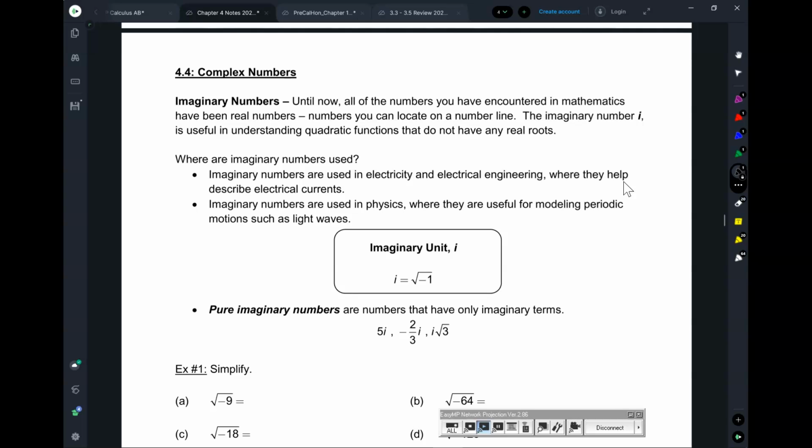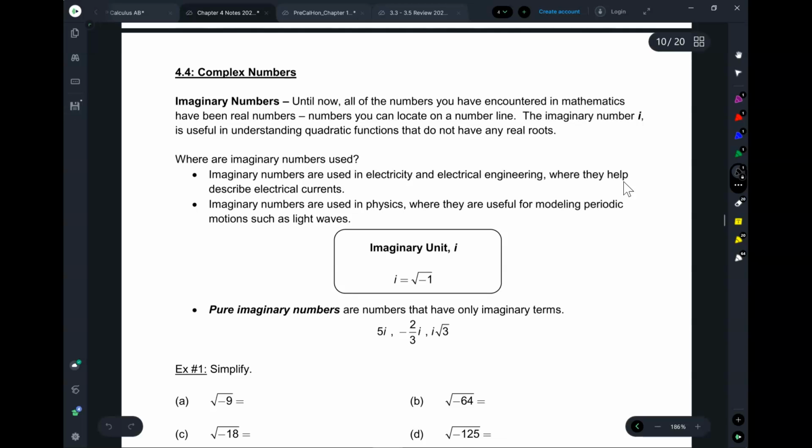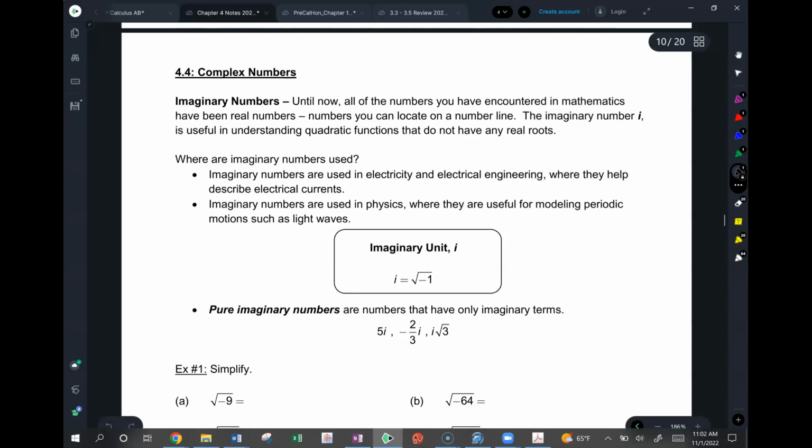The real numbers are basically all of the numbers that, if you drew a number line, you can plot them on a number line. So any real number can be plotted somewhere on a number line, okay? But we also have numbers that become solutions of quadratic equations that don't have real roots, okay?